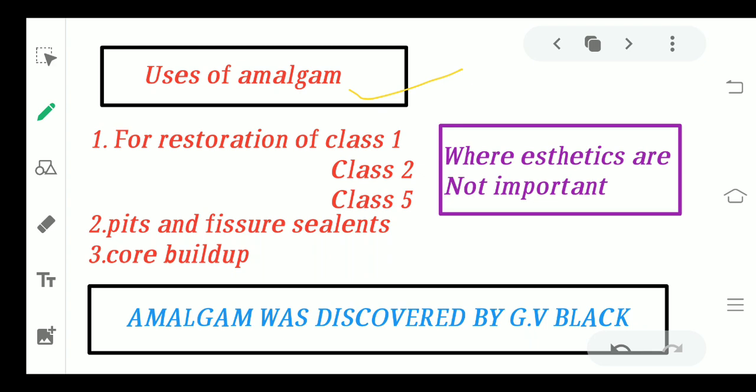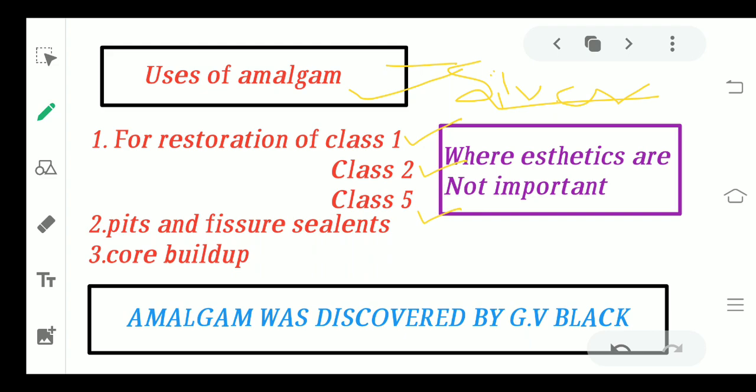So as I just told you, we can use it in restoration, in class 1 cavity, in class 2 caries and in class 5 caries you can use amalgam. Now amalgam is actually silver in color. If you have ever seen amalgam, it is silver in color. So we cannot use it in areas where it is very prominently seen, like in the anterior region, in the canines. We can never do restoration from amalgam there because aesthetically, in appearance, it will not look good.